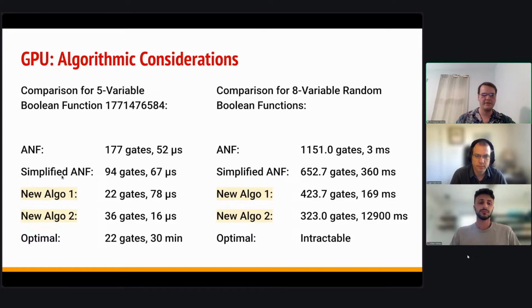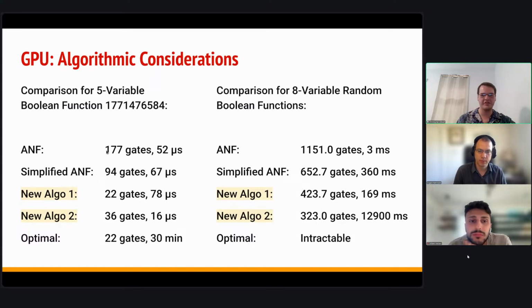And for my algorithms, the difference between algorithm 1 and algorithm 2 is how they order the different variables. One does each variable one at a time, and the other tries to optimize for which variable should go first, but also does fewer simplifications because it takes a little bit longer. And what we see is that even the simplified algebraic normal form gets around 100 gates, while my solutions get 22 or 36 gates. And in fact, it's known that the optimal solution only takes 22 gates. So I found something that's completely optimal, and I found it in 78 microseconds, while my code to find the optimal one took 30 minutes to run.